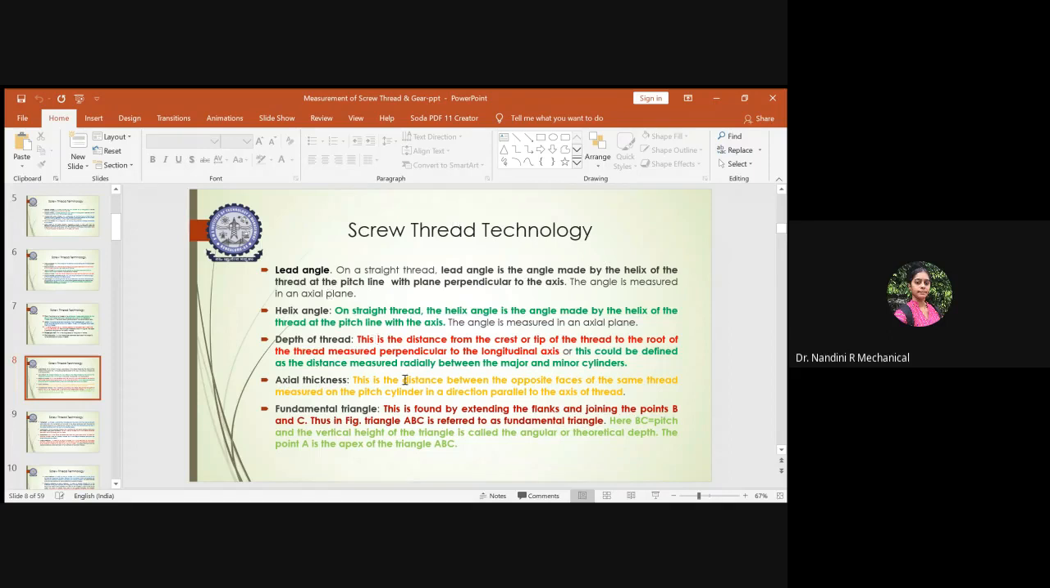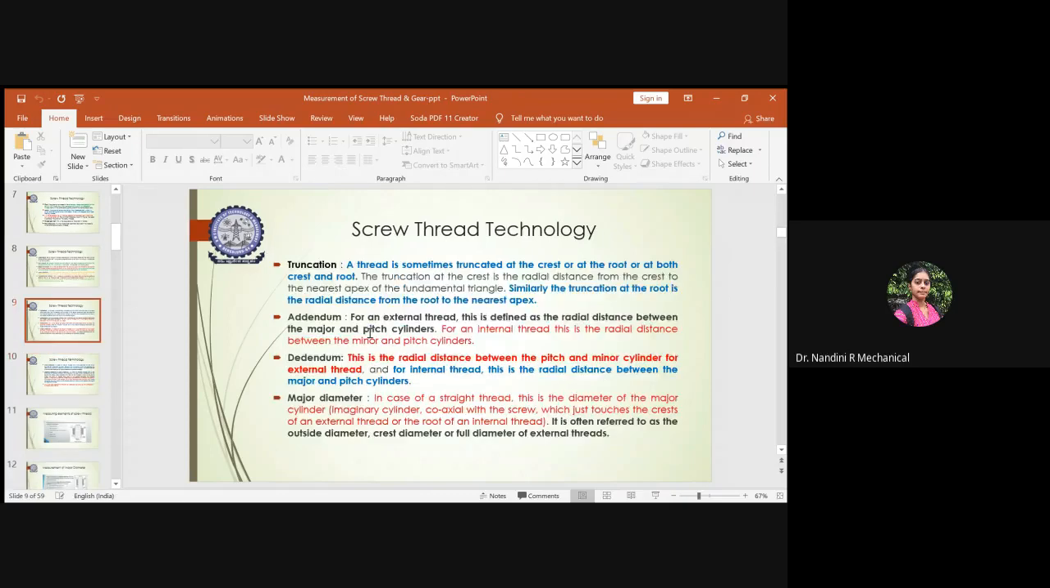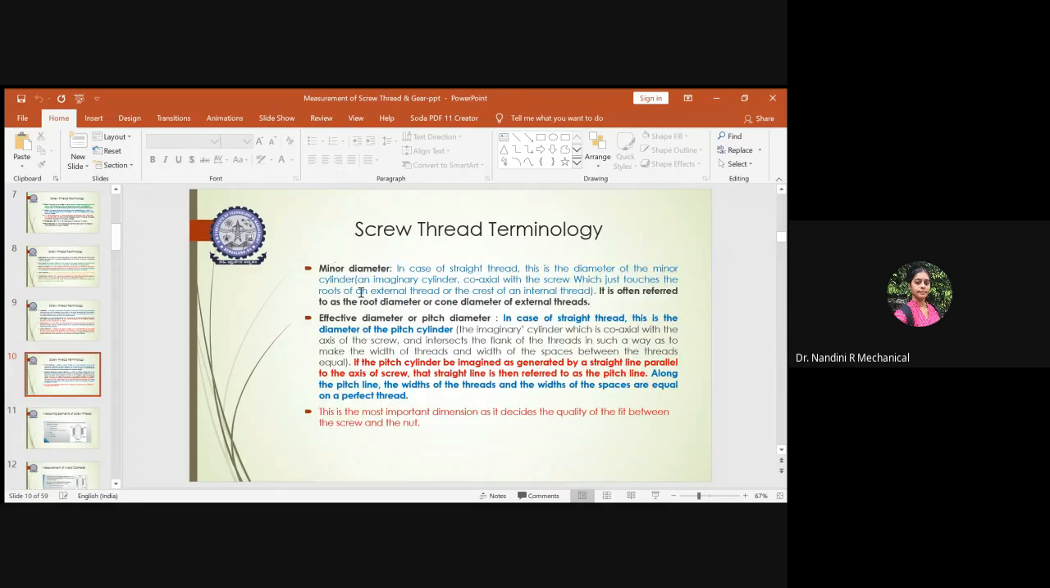Then also we dealt in depth with what you mean by lead angle, helix angle, depth of thread, axial thickness, what do you mean by addendum, dedendum, major diameter, minor diameter. Effective diameter is very important in screw thread terminology. So we also dealt with what you mean by the effective diameter, which is also called the pitch diameter, and how to measure it as well.